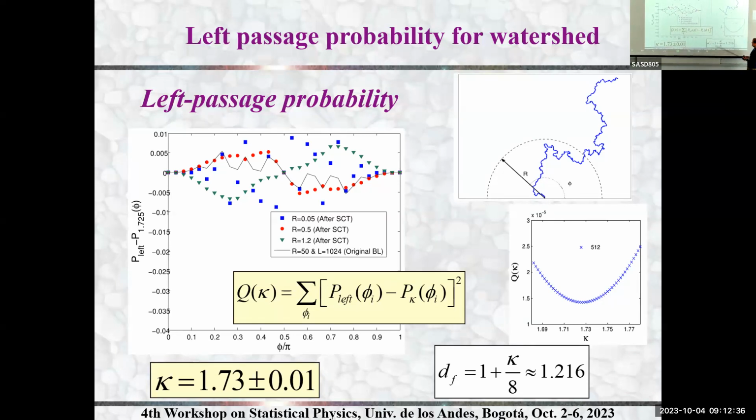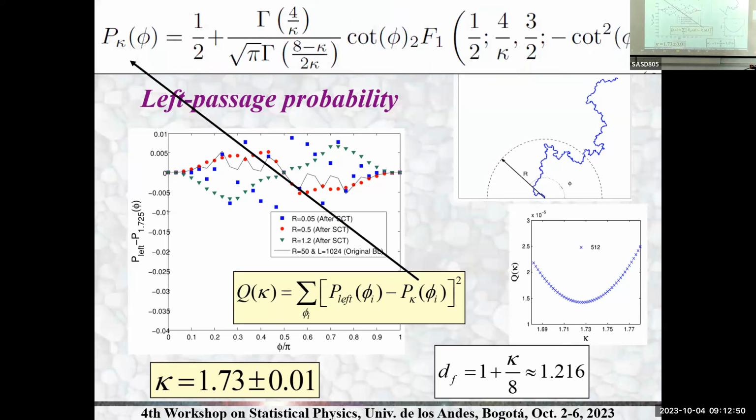So clear. And what Schramm did, he proved that the probability for going to the left as a function of r and sigma is given by this very complicated formula here, where gamma is the gamma function, and this here is a hypergeometric function. And the kappa appears here. You see the kappa is here. And the angle now is here. So this is not a trivial formula.